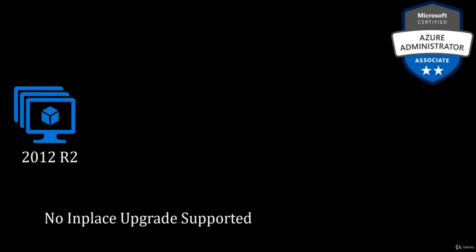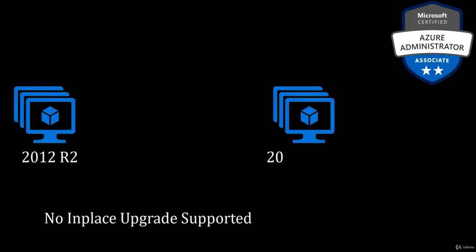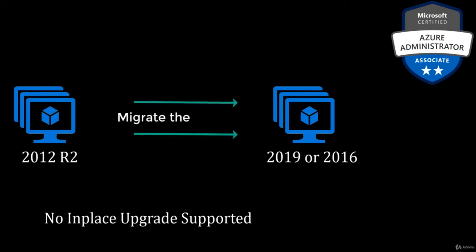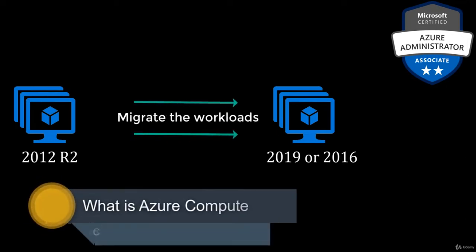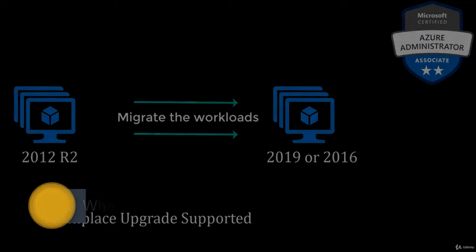Then what is the solution? Well, you should create a new Azure virtual machine with the operating system that you want. In this case, it's going to be either 2016 or 2019. And then you do a migration of your data from Windows 2012 R2. So your workloads on 2012 need to be migrated to 2016.